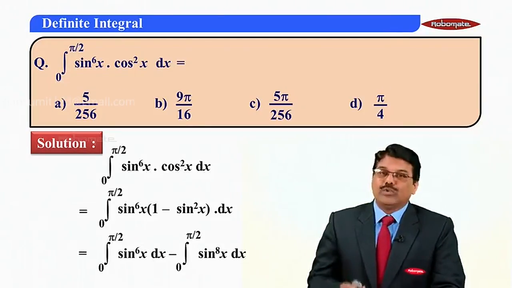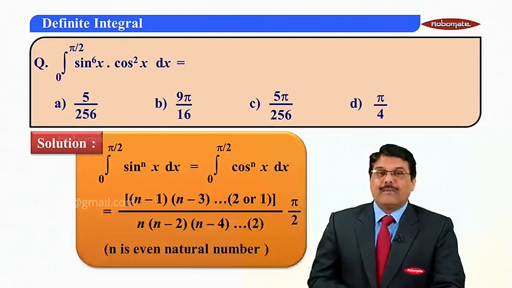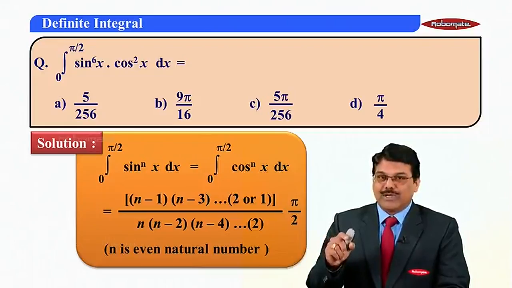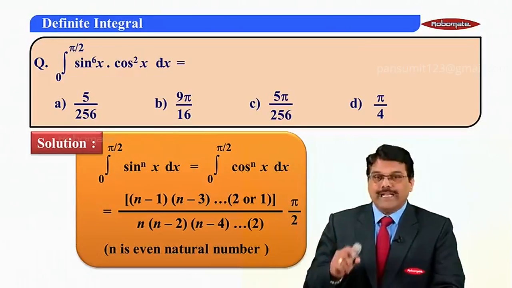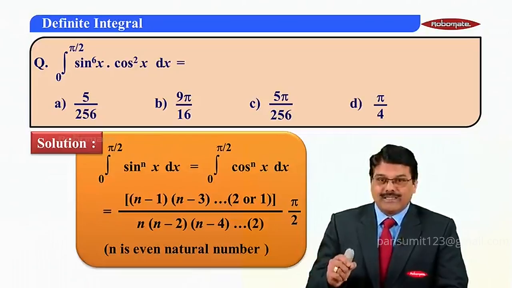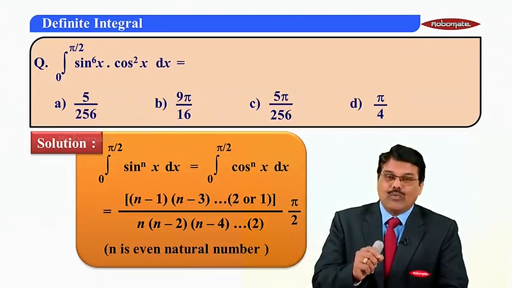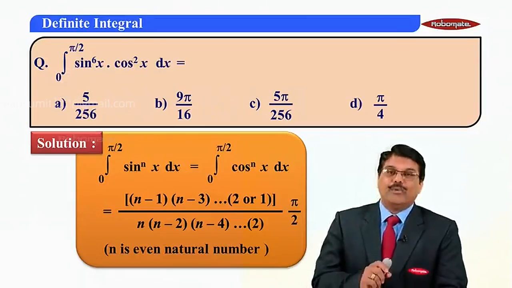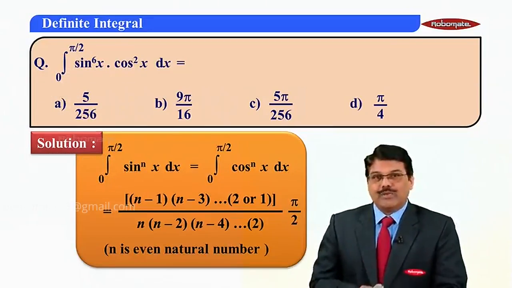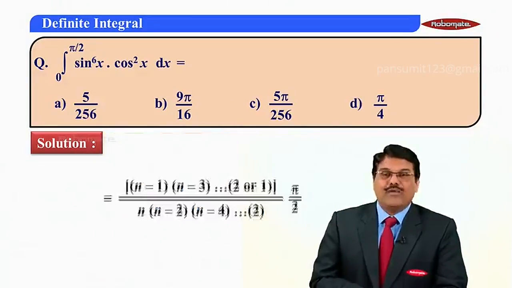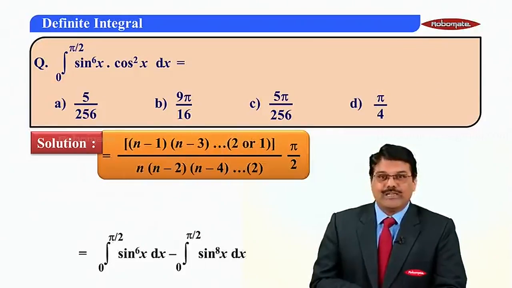So we have to integrate these two integrals, and for this I'll apply that earlier shortcut, that is integration of sin x raised to n with respect to x goes from 0 to pi by 2, or integration of cos x with respect to x goes from 0 to pi by 2. The answer is n minus 1 into n minus 3 into dot dot dot up to 2 or 1 upon n into n minus 2 into n minus 4 dot dot dot up to 2 into pi by 2, where n is an even natural number. So by using this formula, we have to solve those earlier two integrals, right?